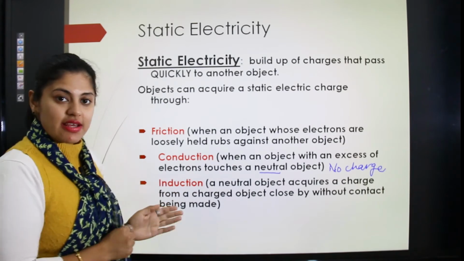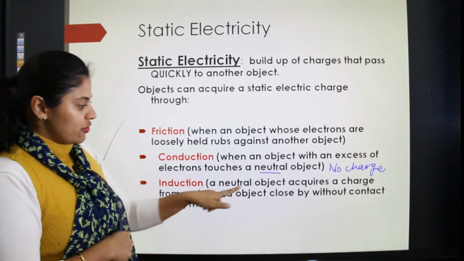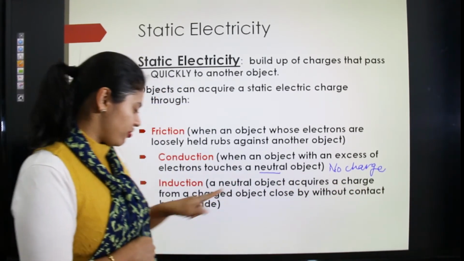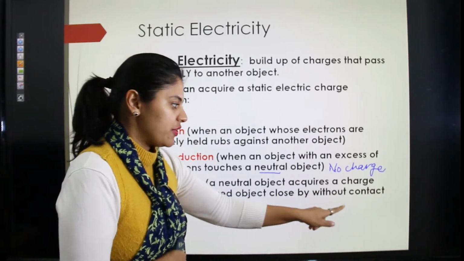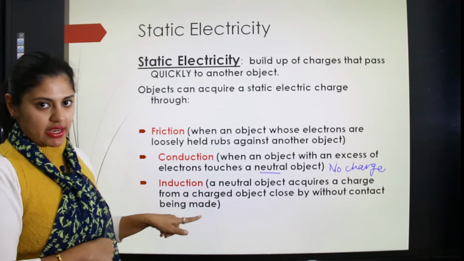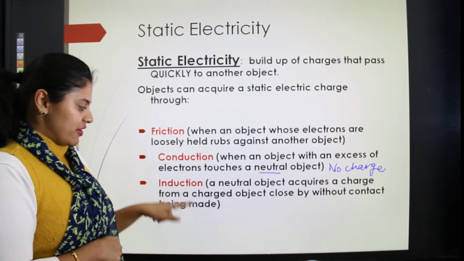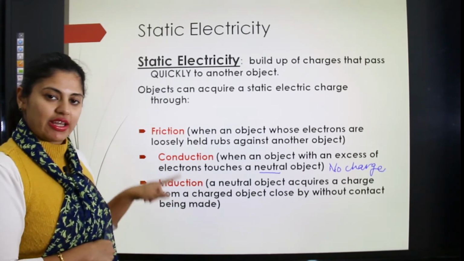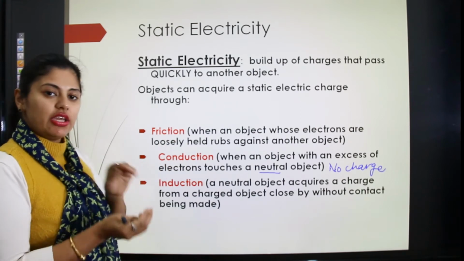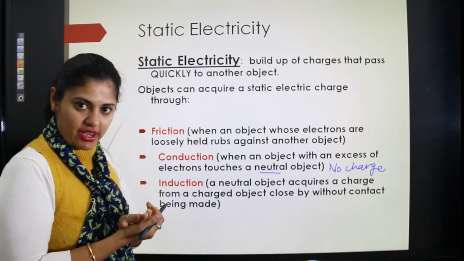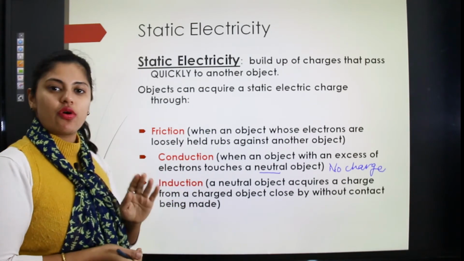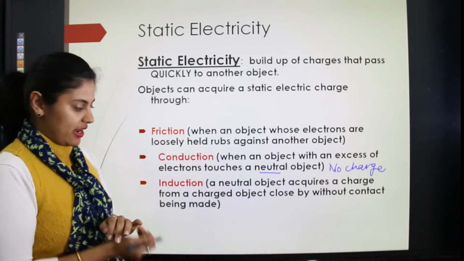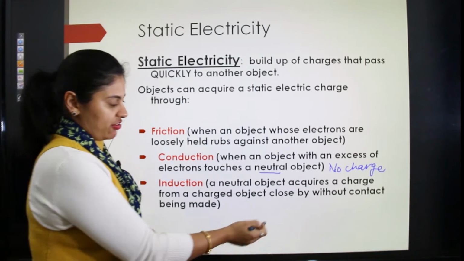Now the last one is induction. A neutral object acquires a charge from a charged object close by without contact being made. So basically, what is the difference between conduction and induction? In conduction, there is a need to touch the charged object with the neutral object. But in induction, there is no need for contact. There is no need for the connection.